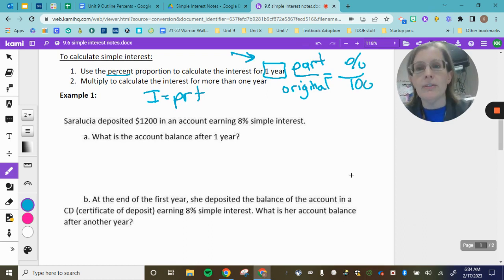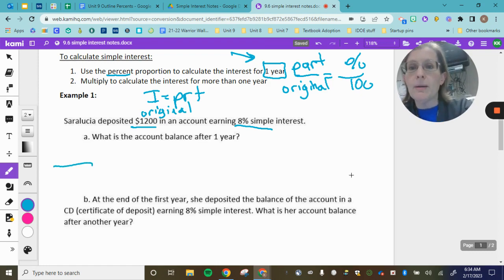Sarah Lucia deposited $1,200 in an account earning 8% simple interest. So 8% is our percent, that's our rate. And she deposited $1,200, so that's the original amount. So I set up my percent proportion frame. First, they say, what is the account balance after 1 year?